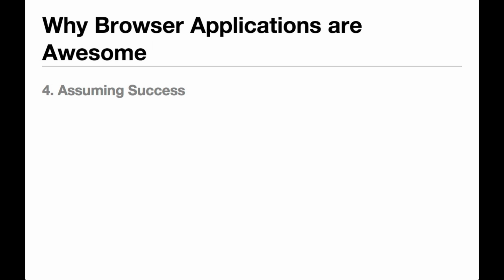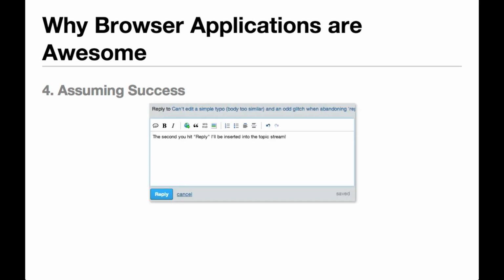When a user submits data to the server, say by posting on a topic on Discourse, that's an asynchronous operation. What most applications will do is show a spinner, and then update the page with some HTML that it gets back from the server when the operation succeeds. Now the interesting thing about Ajax requests is that they rarely fail. Something like 99% of the time the post will just go through as planned. Discourse takes advantage of this and assumes success.